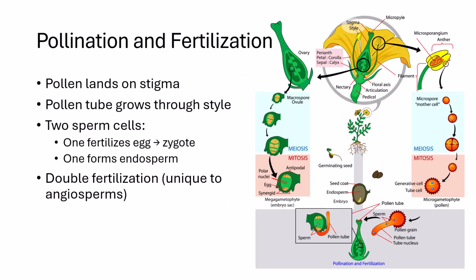Pollination occurs when pollen lands on a compatible stigma. Each pollen grain germinates and grows a pollen tube down through the style to reach the ovule. Each pollen grain carries two sperm cells. One fertilizes the egg, forming a zygote. The other fuses with the central cell to form triploid endosperm, which nourishes the developing embryo. This process, called double fertilization, is unique to angiosperms. It's one of the major evolutionary innovations that contributed to their success.